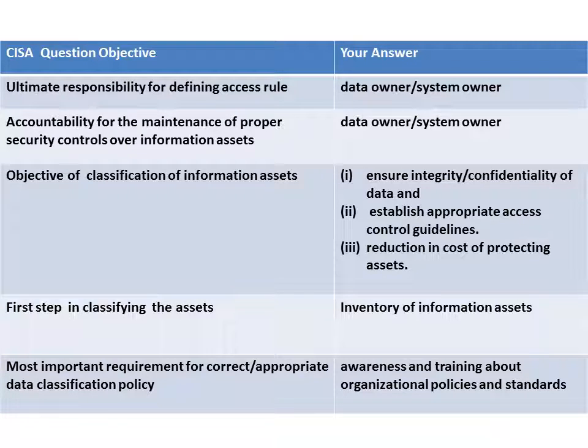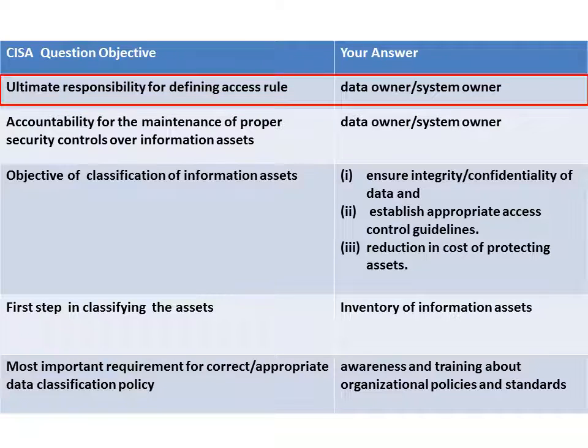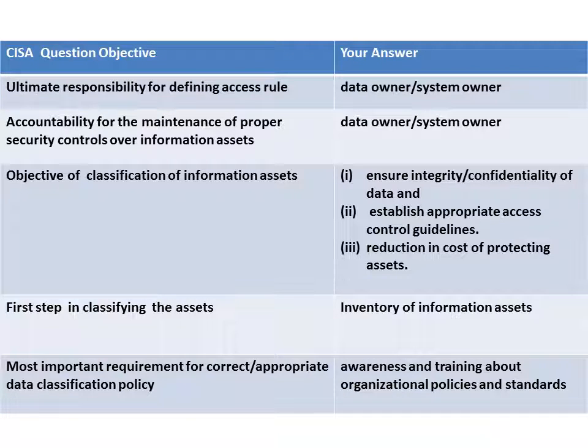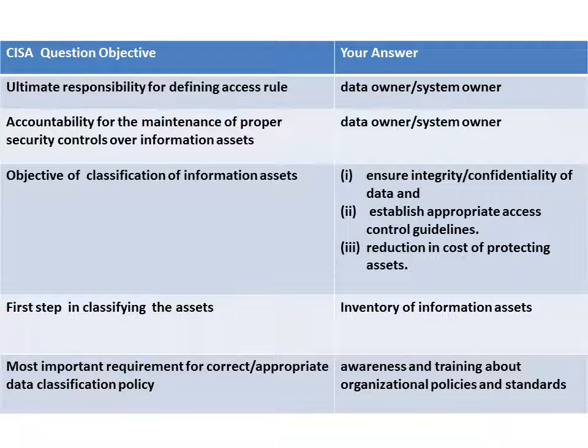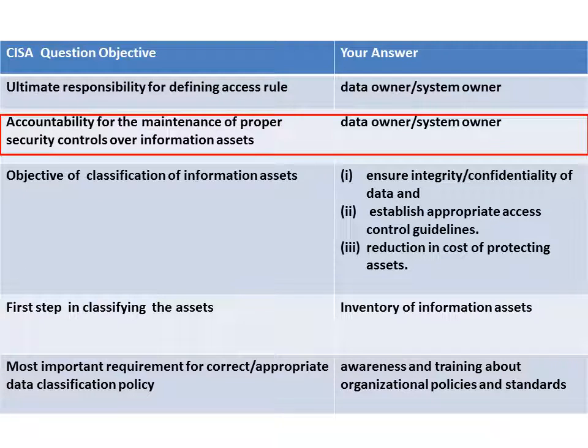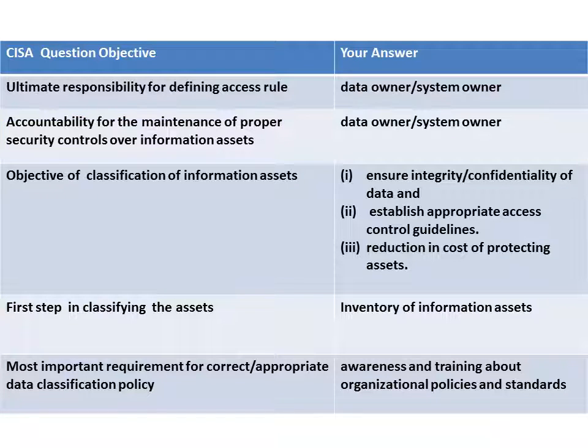Let us discuss what our answer should be in the following scenario. When the CISA question objective is about ultimate responsibility for defining access roles, our answer should be data owner. Similarly, when accountability for maintenance of proper security controls over the information assets is being asked, your answer should be data owner. So the data owner and system owner are the ultimate responsible or accountable parties for maintenance of appropriate access control for their respective data and processes.